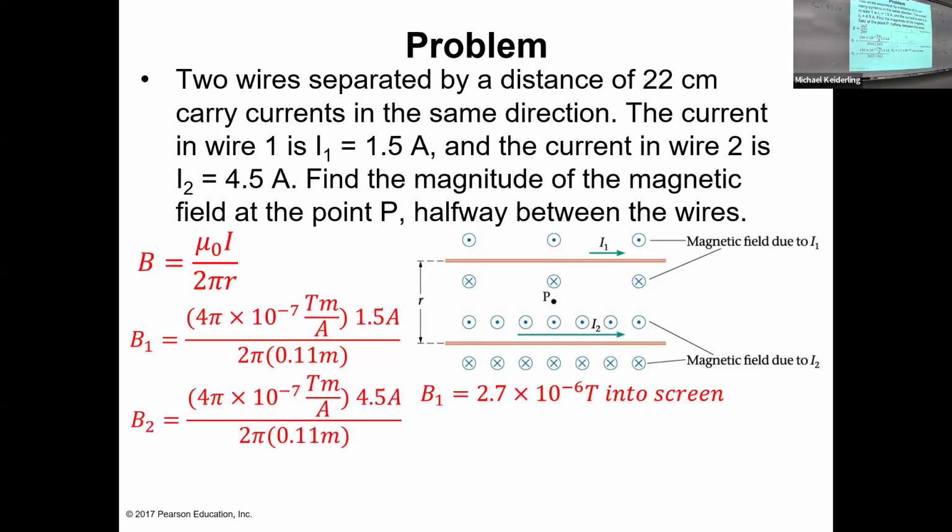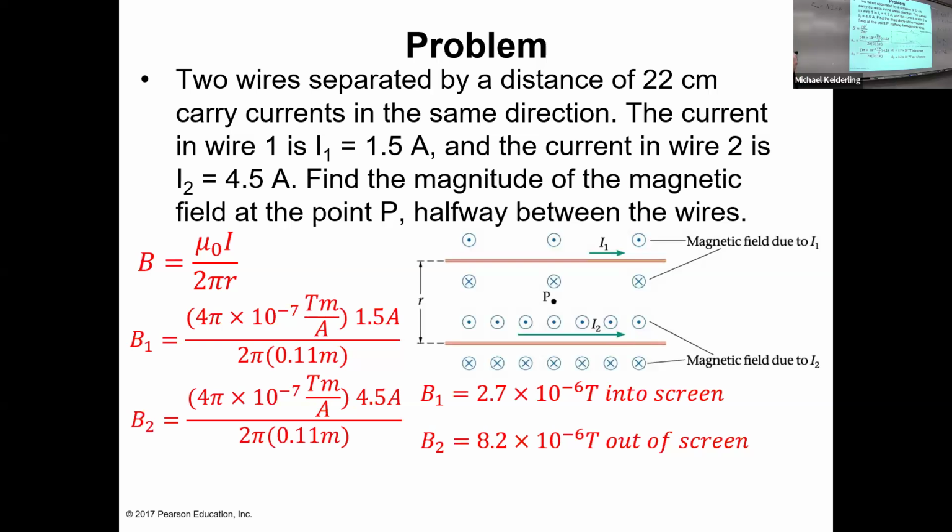Magnetic field 2 is 4 pi times 10 to the minus 7 Tesla meters per amp times 4.5 amps over 2 pi times 0.11 meters, but this will be out of the screen. So magnetic field 2 is 8.2 times 10 to the minus 6 Tesla out of the screen. That's 3 times as much.